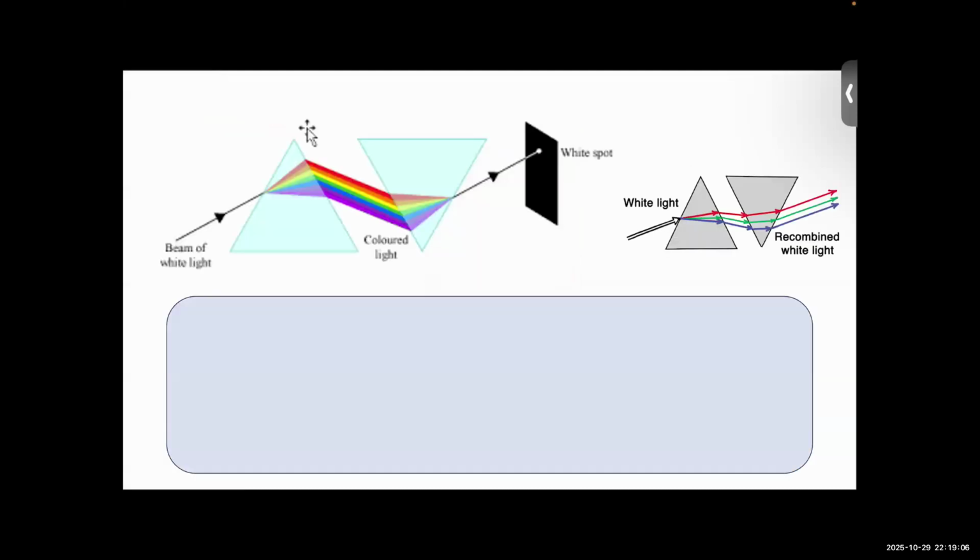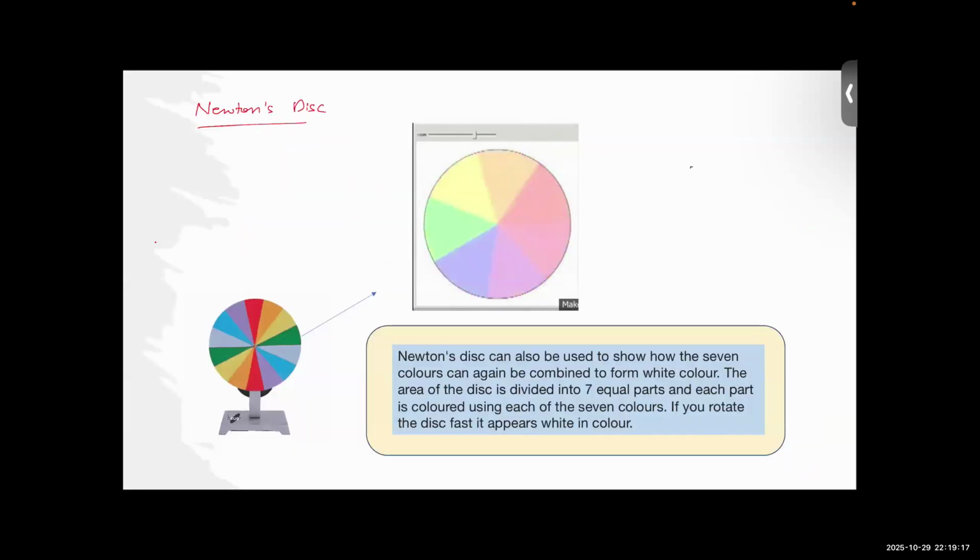Just like here, when an inverted glass prism is placed next to this glass prism, the split light recombines to give you white light. The same thing can be done here. You will simply take a disc like that, paint it in seven different colors respectively, and rotate it at fast speed.